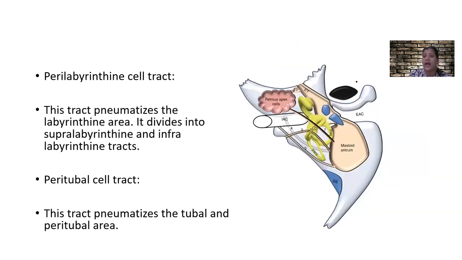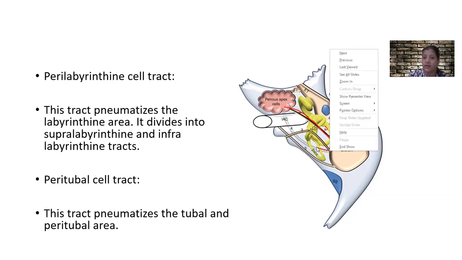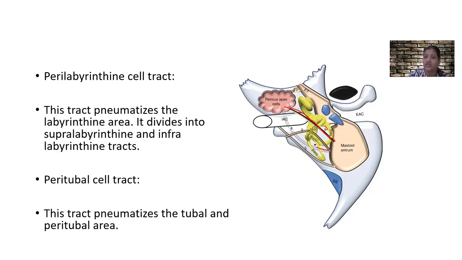Now the perilabyrinthine tract can be divided further into a supralabyrinthine cell tract and an infralabyrinthine cell tract. From the mastoid antrum, if it goes above the superior semicircular canal towards the petrous apex, we call it the supralabyrinthine cell tract. If it is parallel to the supralabyrinthine but goes below the labyrinth and pneumatizes the petrous apex, we call it the infralabyrinthine cell tract.